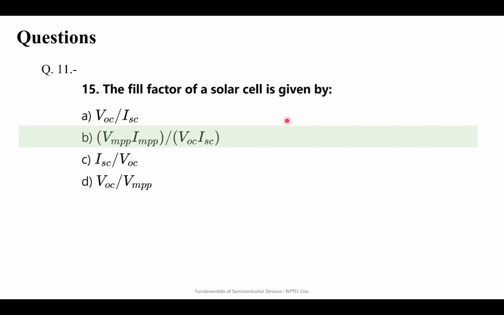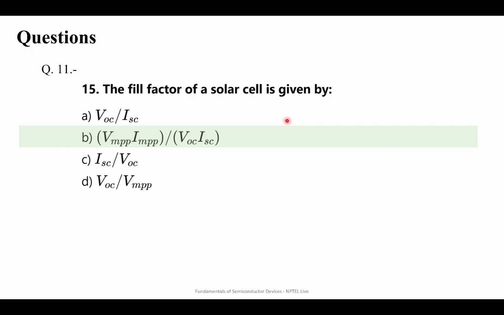So all the data for the solar cell lies inside a rectangle that is formed by your origin, your VOC and your ISC. If you connect them, you will get a rectangle, and your current versus voltage values will lie inside this rectangle.